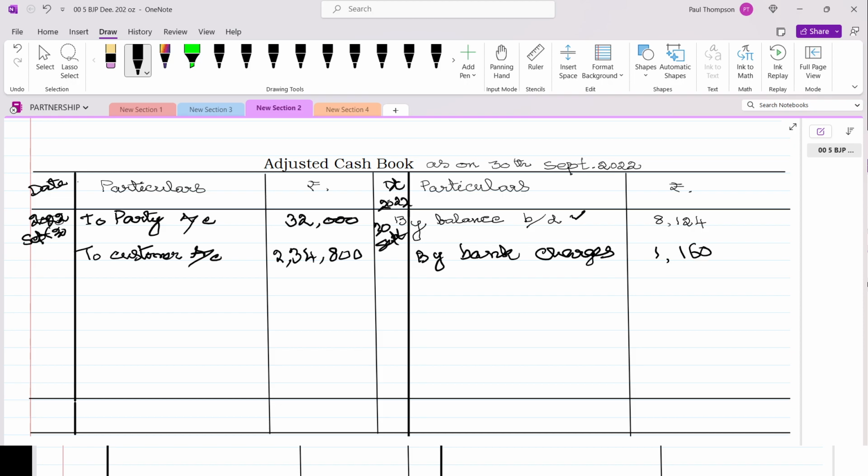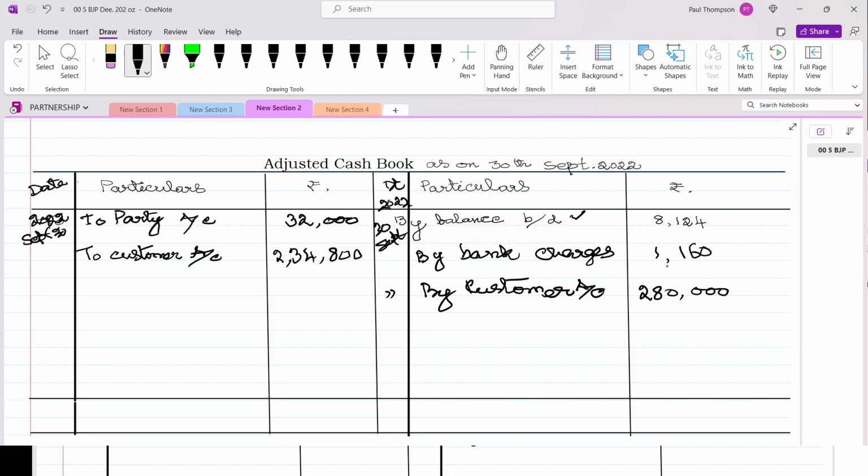So next item is a bill of exchange was dishonored. The moment it is dishonored, we have to debit the party account or customer account and credit the bank, because this bill was discounted with the bank. The amount was 2,80,000.